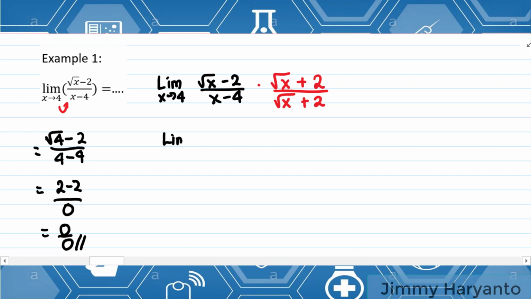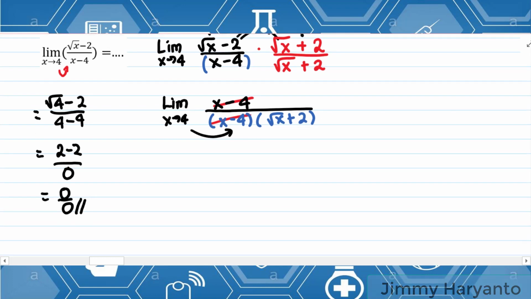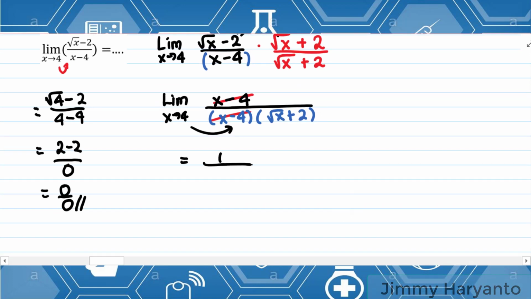Okay, so for the top one, you have to multiply it. It will give you x minus 4 as the answer. And then for the bottom one, you don't have to multiply it, you only rewrite the bottom one. Okay, like that. And then as you can see, we can cross out the x minus 4. And then we will try to substitute the x again. 1 over square root of 4 plus 2. So it will be 1 over 4. There we go. Not 0 over 0 anymore.